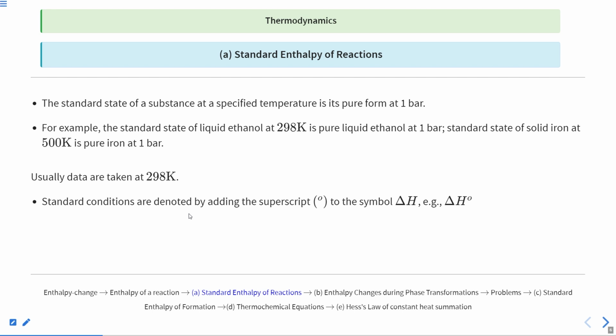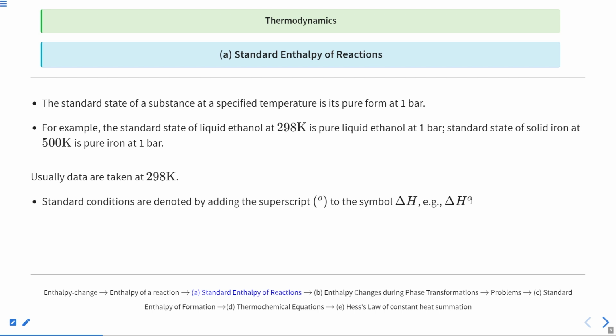Clear? For example, the standard state of liquid ethanol at 298 Kelvin is pure liquid ethanol at 1 bar. That is a very clear definition. Similarly, iron is in the solid form at 1 bar pressure and 298 Kelvin temperature. Usually the standard temperature is taken as 298 Kelvin or 25 degrees Celsius. If you're talking about standard conditions, we put a naught sign on the enthalpy change symbol. That denotes that your enthalpy change is for the standard condition.